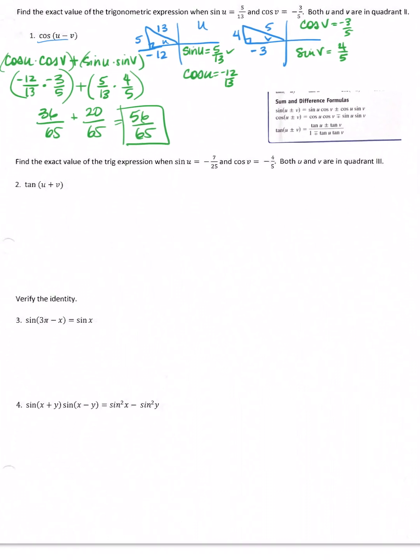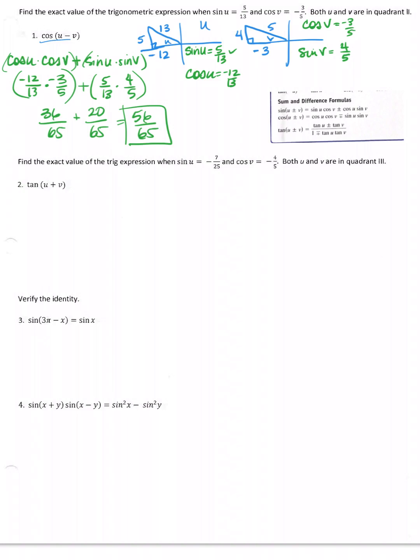Okay, so let's try another one here. This one, it says sine of u, cosine of v, both are in quadrant 3. So let's figure out quadrant 3. That's down here. If u is here, sine is opposite over hypotenuse. That would mean my x value is negative 24. So that's u. And then I do the same thing for angle v. It says cosine is negative 4 over 5. So that means that my y value is 3, and it would be negative because we're talking quadrant 3.